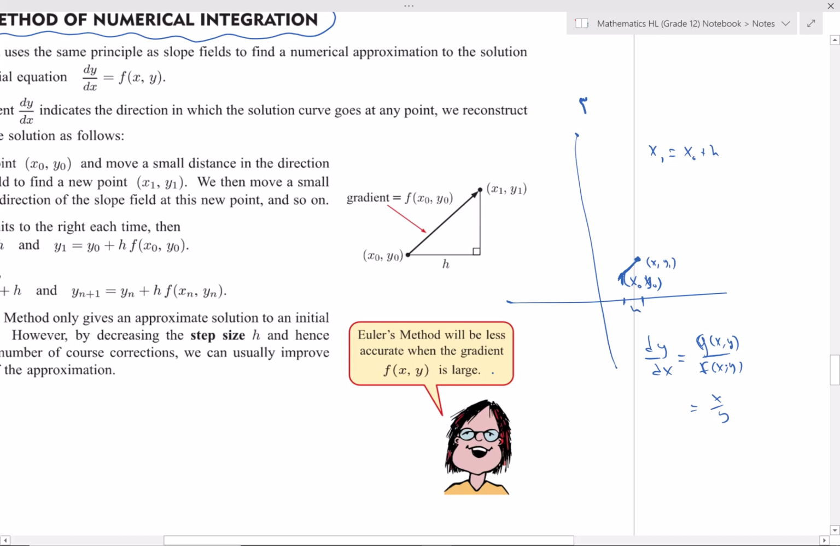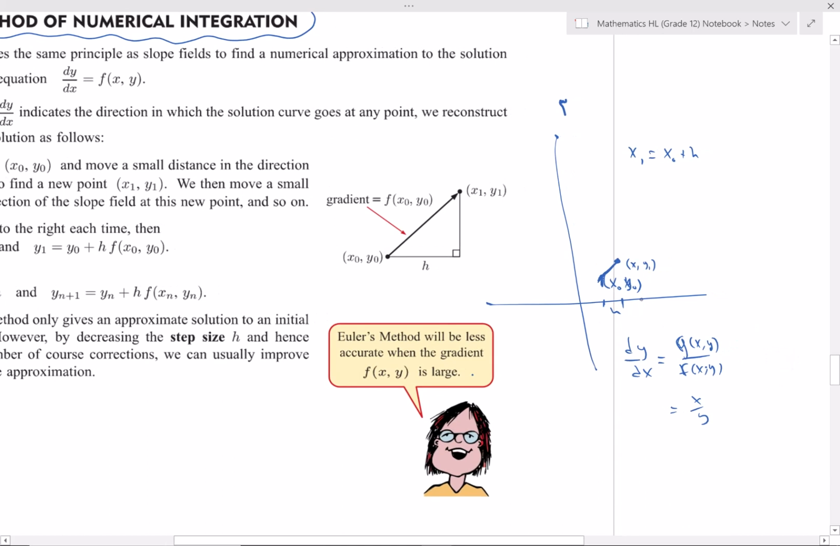And then I could go here, and now that I know this new point, x1, y1, I could plug it into my slope function and find a new slope, right? So let's pretend my new slope looks like this, very steep. And again, I'm just going to go h units. We usually keep it constant. I'm going to use this slope for h units, and that's going to put me here, which is a new x2, y2. And how did I get from x1 to x2? Well, I just added another h.